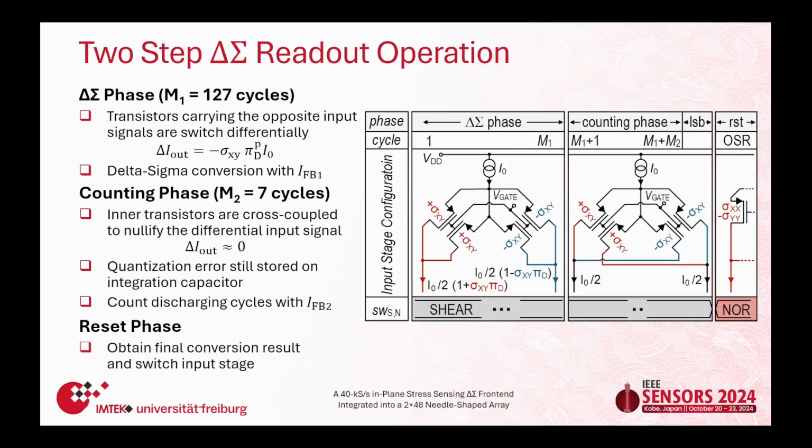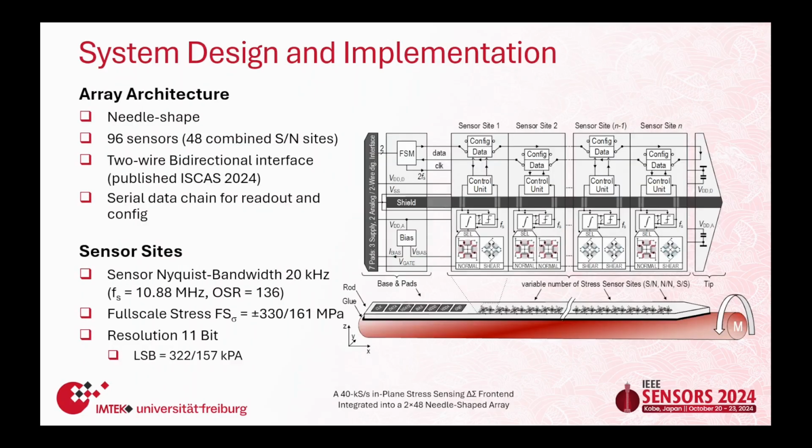What is nice about that implementation is that you get more or less the same performance as a second order modulator at the hardware expense of a first order modulator. So this is why we're doing all the effort. If you now take several of these building blocks, you end up with the system we implemented. It's a needle-shaped array.